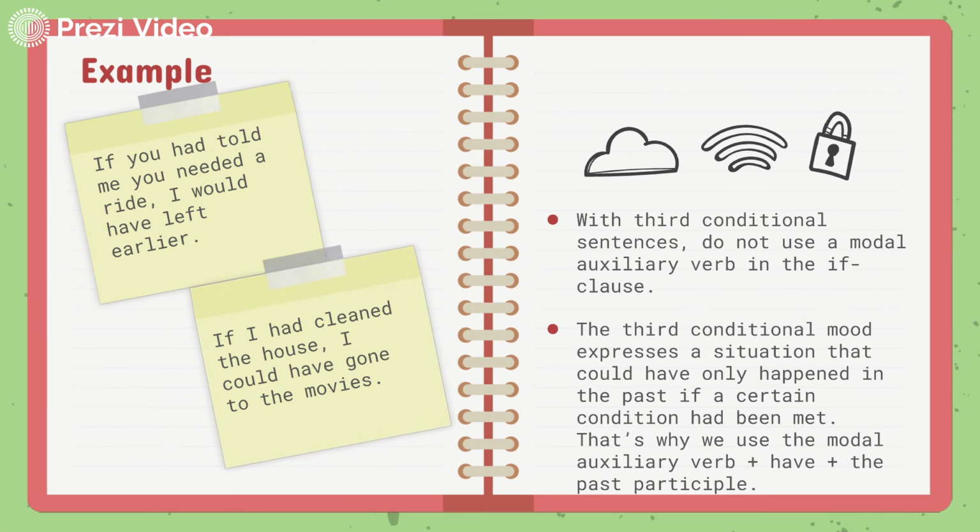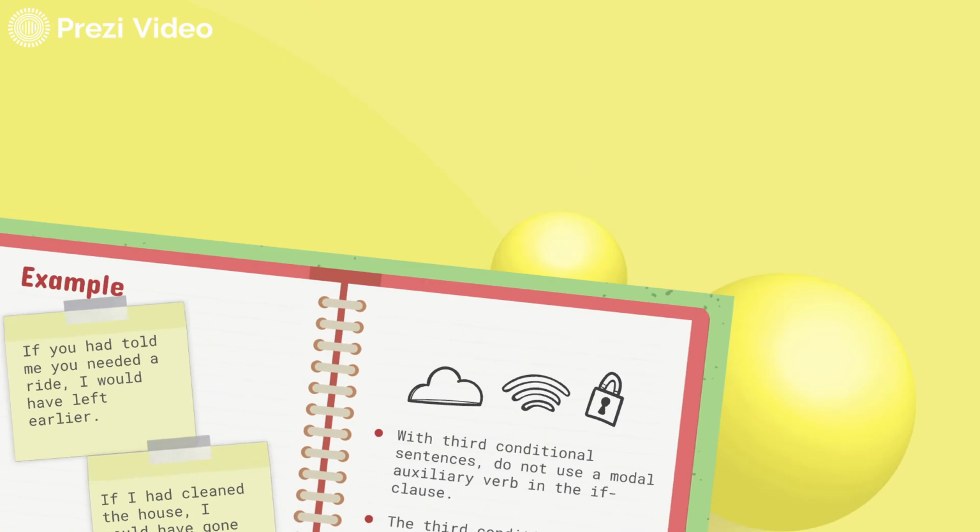Example: if you had told me you needed a ride, I would have left earlier. If I had cleaned the house, I could have gone to the movies. With third conditional sentences, do not use a modal auxiliary verb in the if clause. The third conditional mood expresses a situation that could have only happened in the past if a certain condition had been met. That's why we use the modal auxiliary verb plus have plus the past participle.